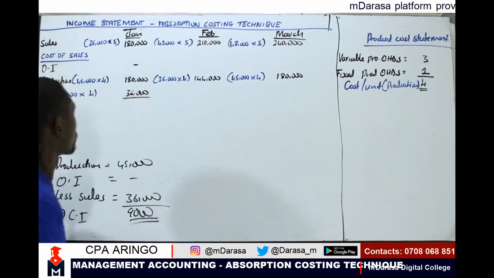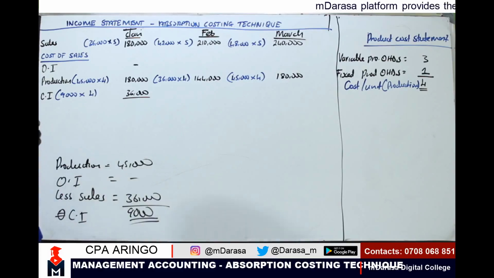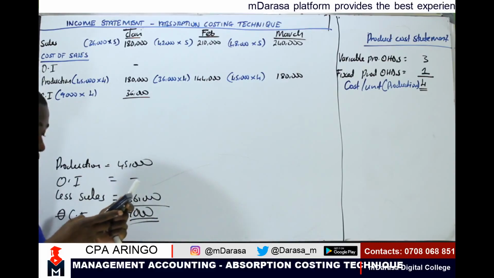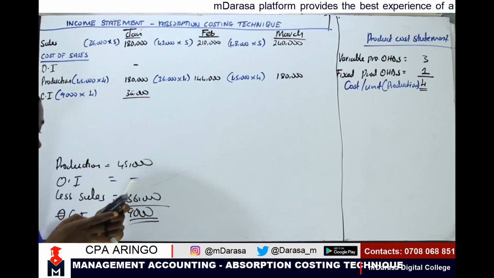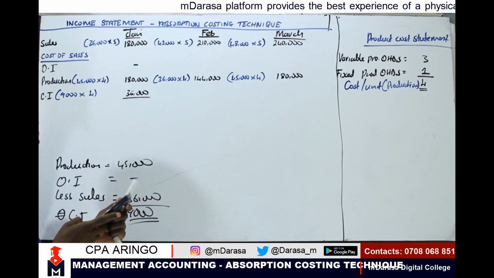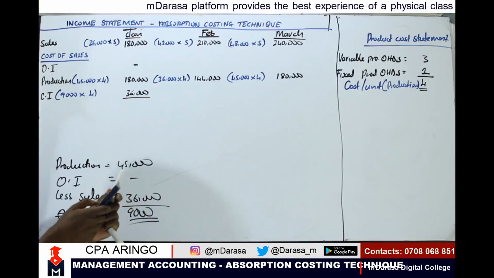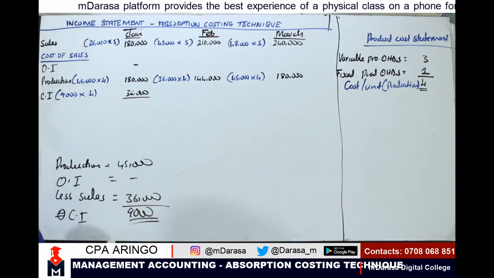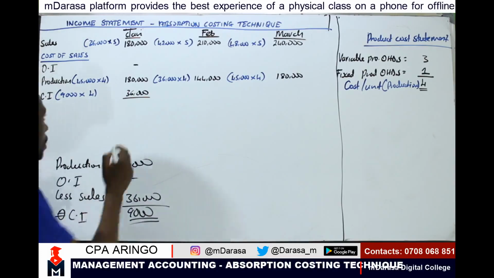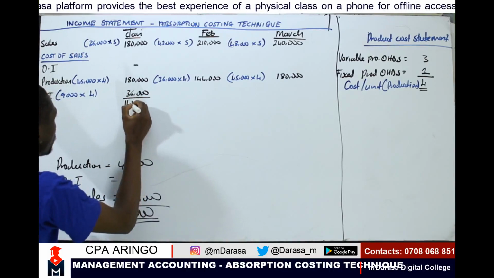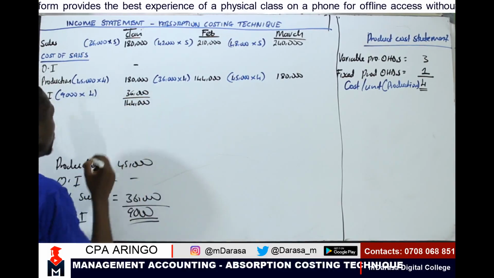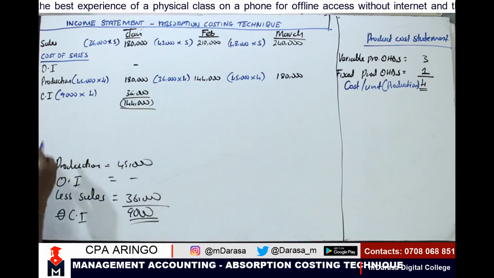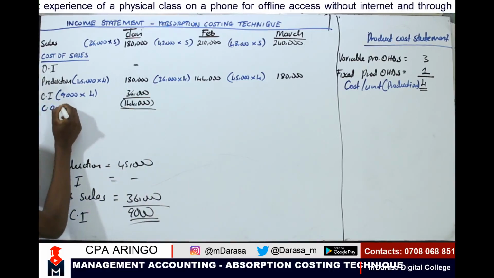So what about cost of sales? To determine our cost of sales, therefore, should be having 180,000 minus 36,000, sorry, minus 36 because it's closing inventory, to give us 144,000. So I'm having 144,000 here being our cost of sales.